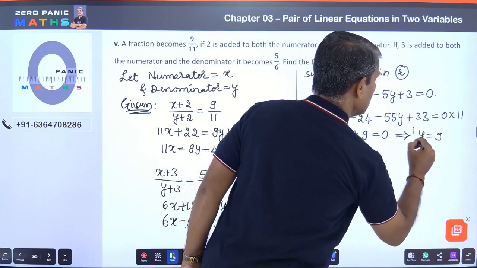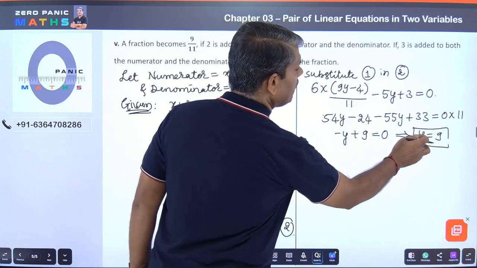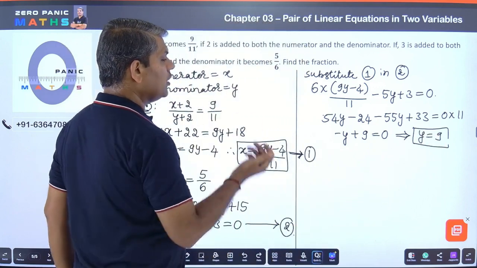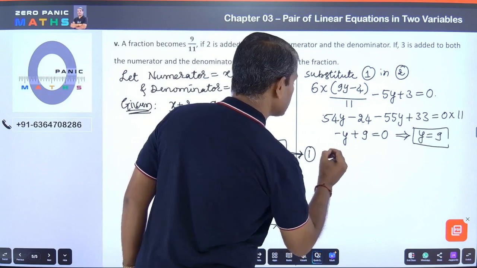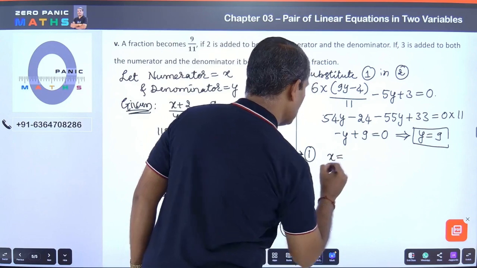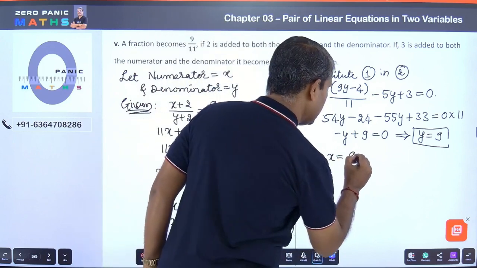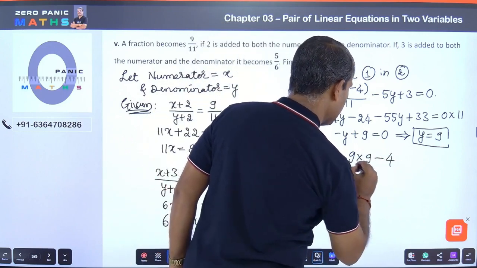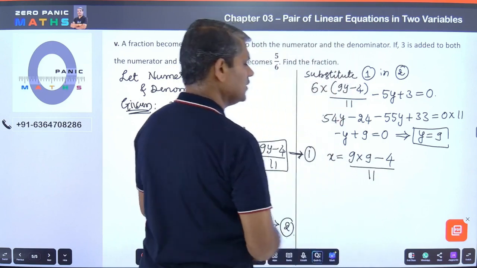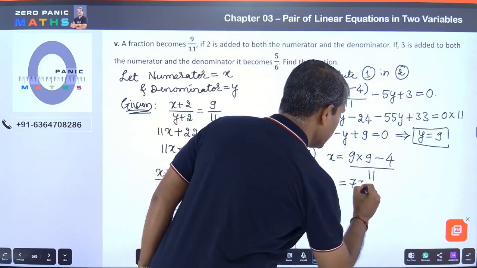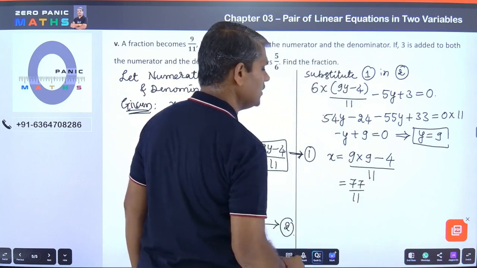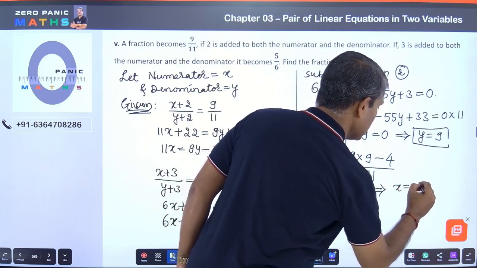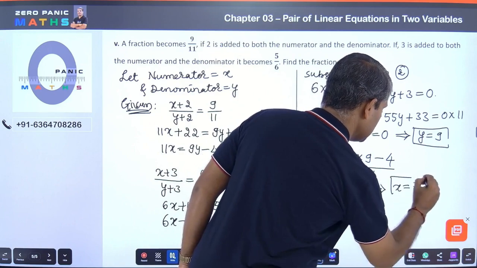Y is equal to 9. Now substitute the value of y equal to 9 in equation 1 to get the value of x. So x is equal to 9 into 9 minus 4 divided by 11, which is 77 by 11. So therefore, what is x? X is 7.